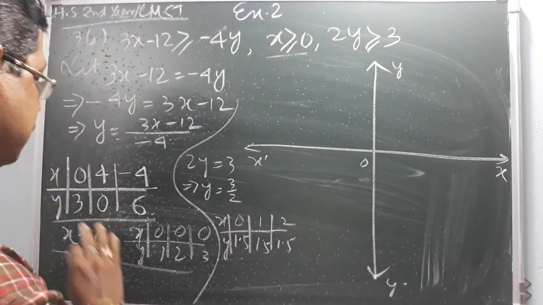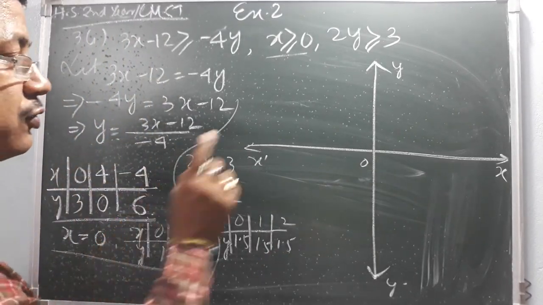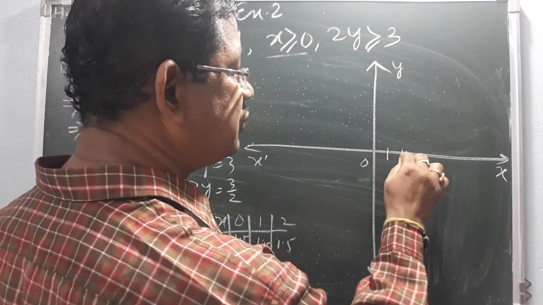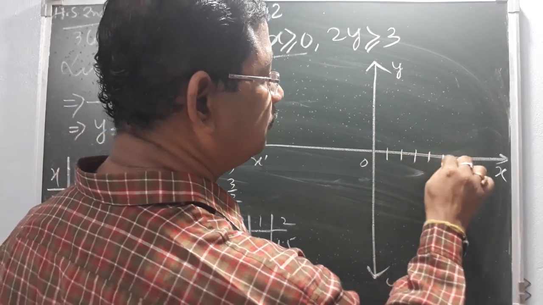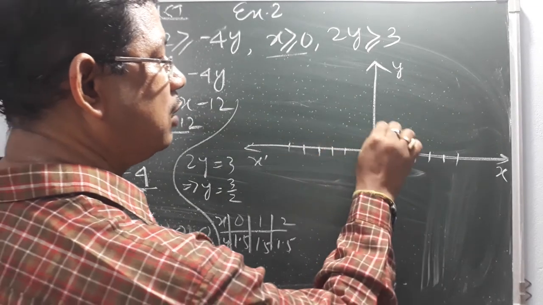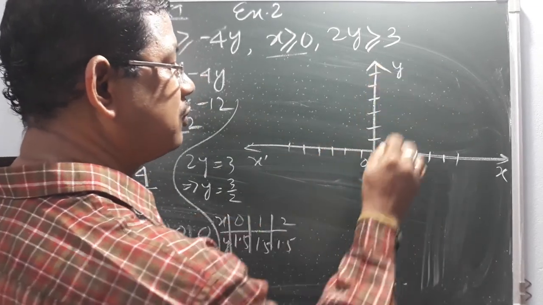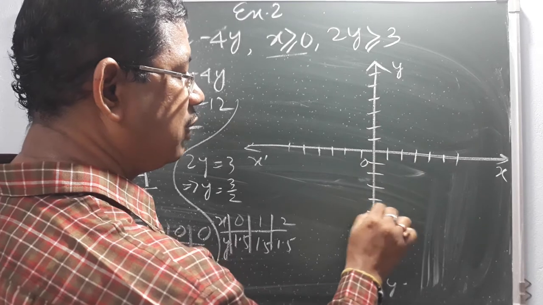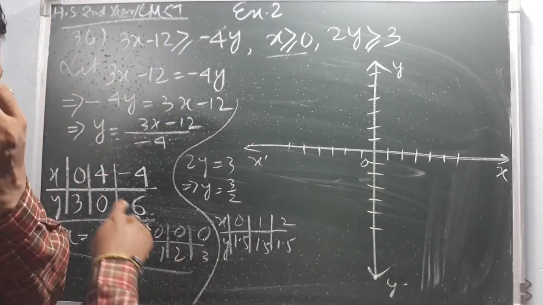And now we have to sort out the scale. What is the maximum value here? 6. Of course, 6 at least I have to mark on all the sides. 1, 2, 3, 4, 5, 6 on each side. Now we will plot this first one.